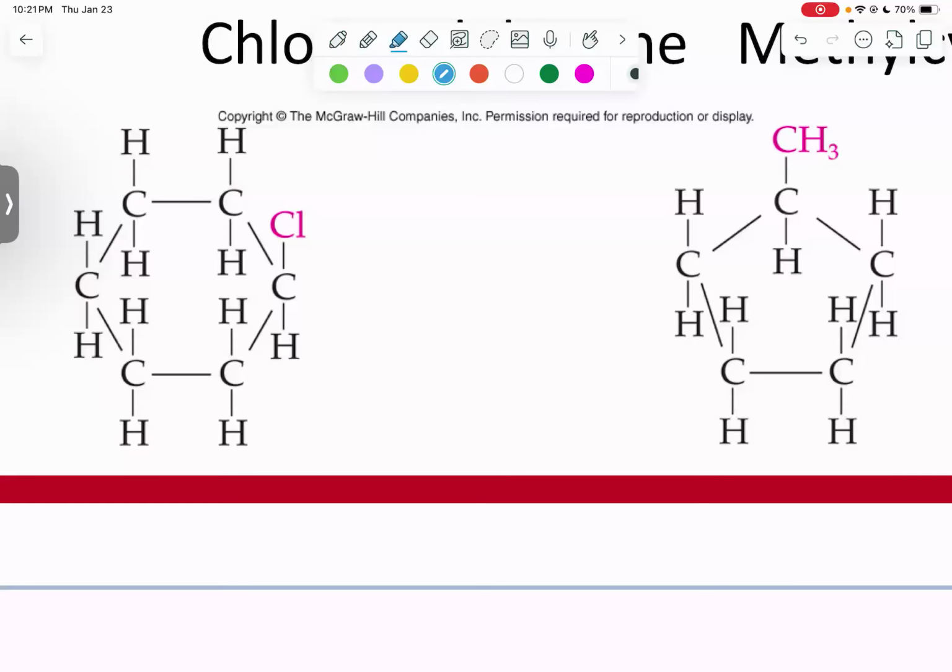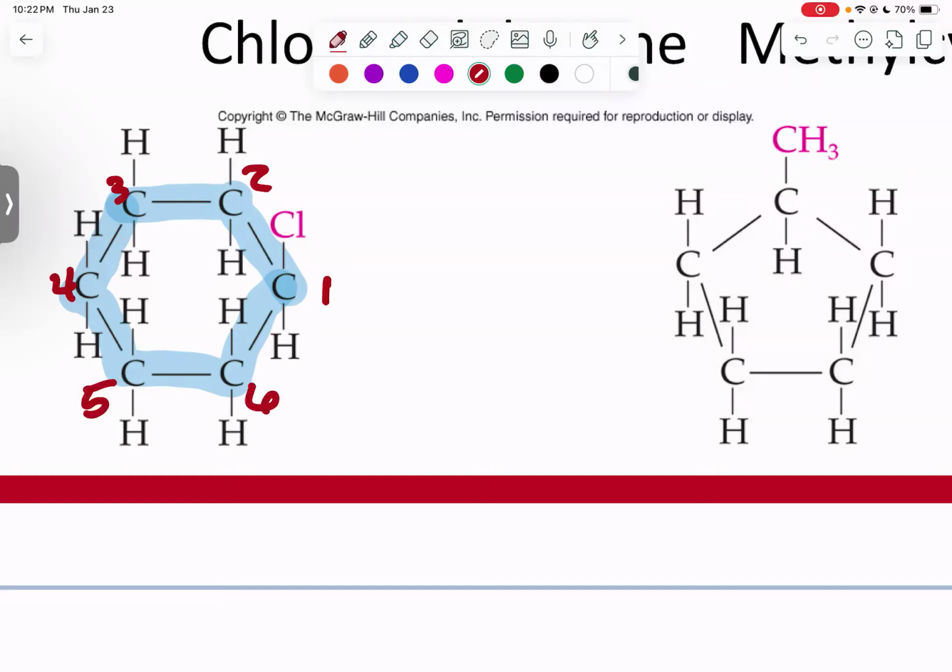Okay, so the first thing is you find your parent chain. Our parent chain in this case is the ring, and we're going to number our parent chain to give the substituent the lowest number possible. So that's 1, 2, 3, 4, 5, 6. And then coming off of carbon number 1 is a chloro.